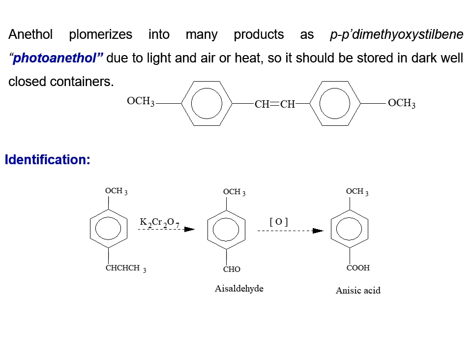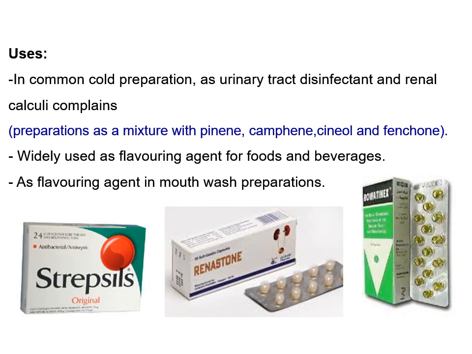Anethol is identified by oxidation with potassium chromate into anisaldehyde. On further oxidation, it is oxidized into anisic acid, which separates as needle crystals. Anethol is used in common cold preparations such as lozenges for pharyngitis. Also, it has a urinary tract disinfectant effect with other constituents of volatile oil, and is used in renal calculi or complaints from renal calculi as an antiseptic.